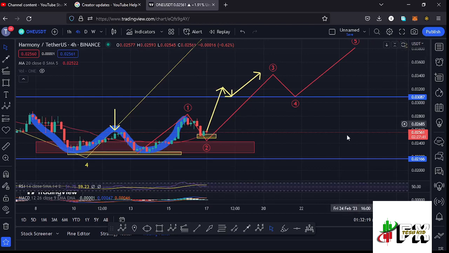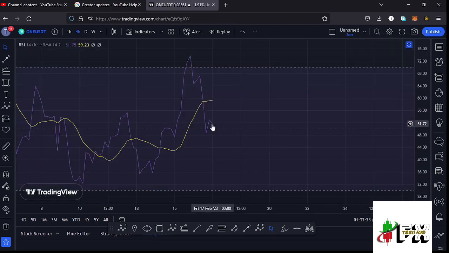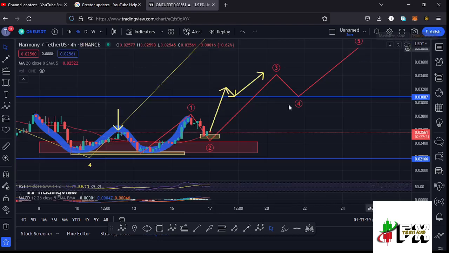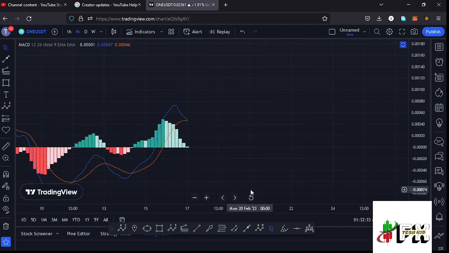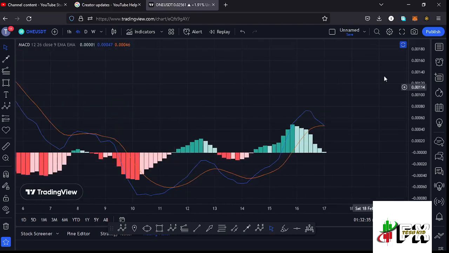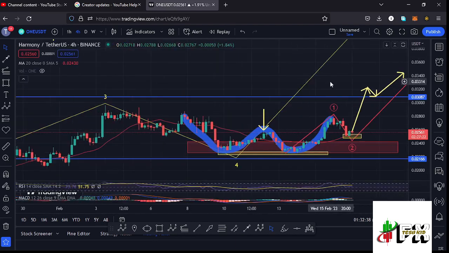And before I give you the long-term scenarios that I'm expecting to play out, allow me to first take a look at the indicators, where on the RSI you can see we are trading at around the 51 mark, meaning we have massive room for us to fully support higher prices in the formation of that wave 3. Also taking a look at the MACD, we have been able to print a bullish cross, fully supporting higher prices in the formation of that wave 3.